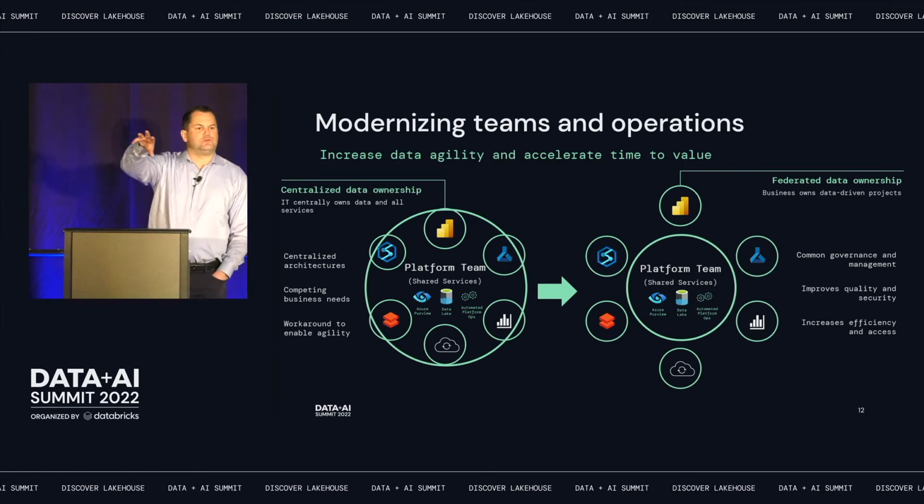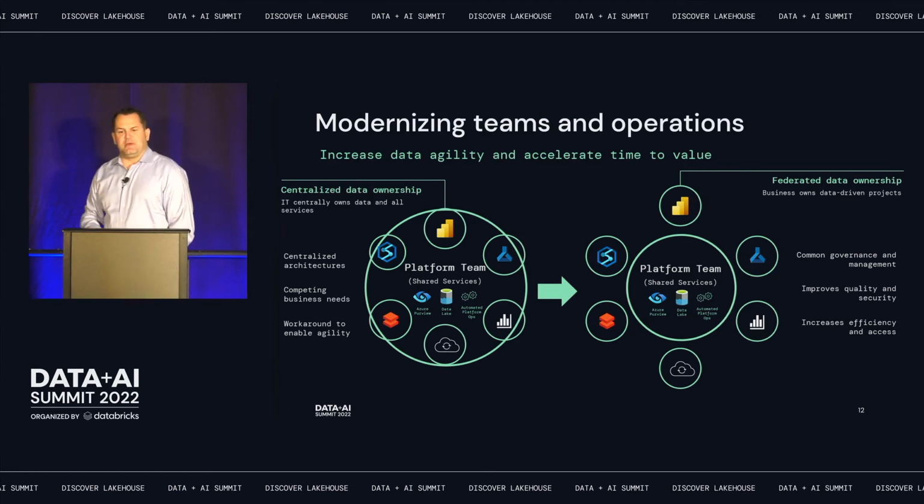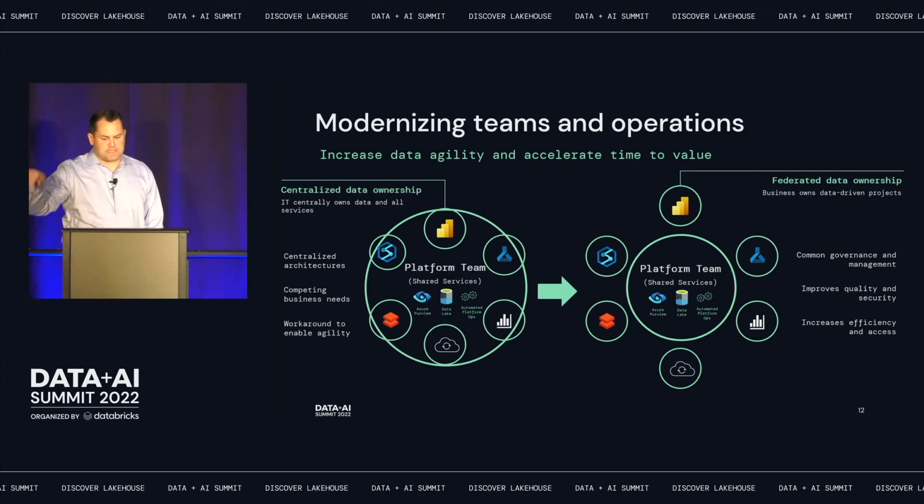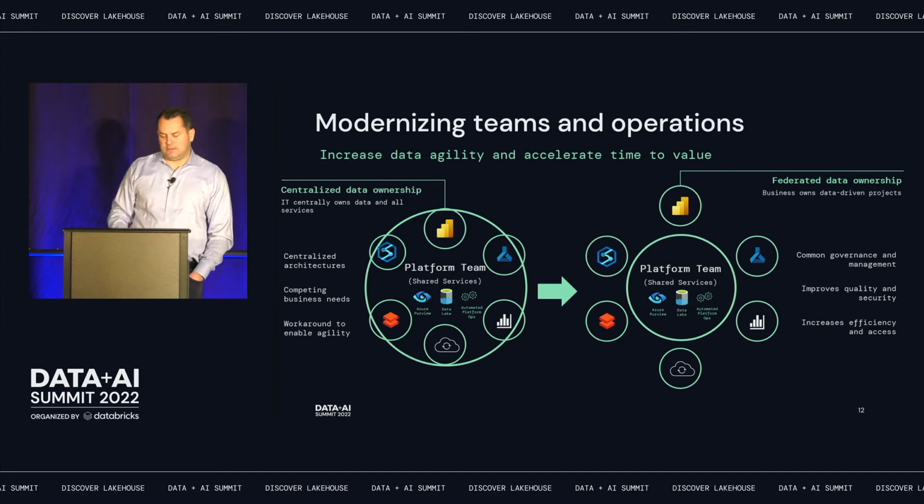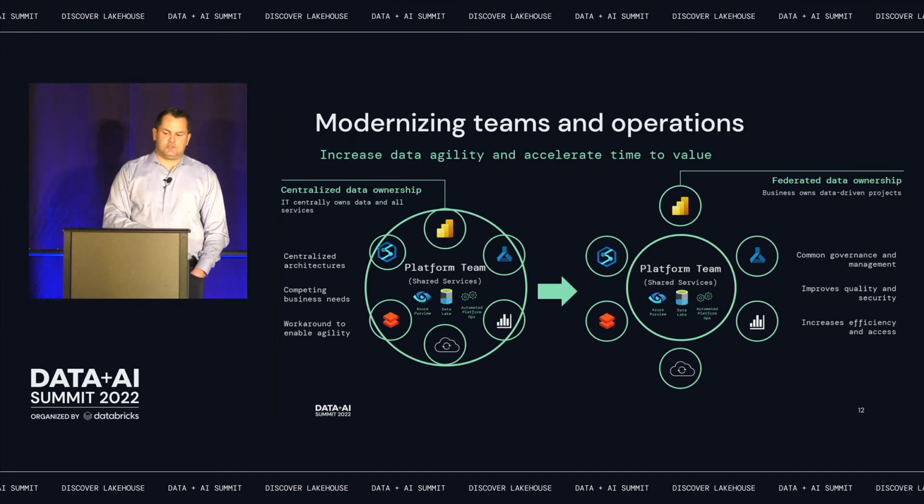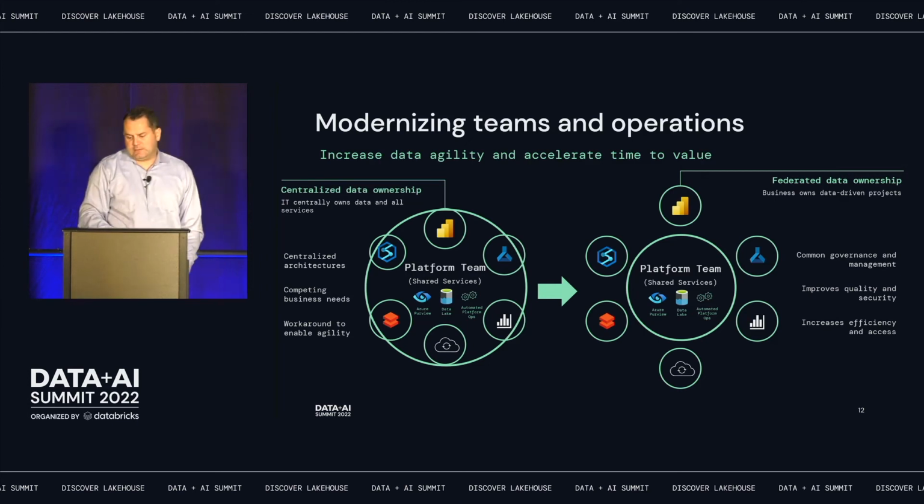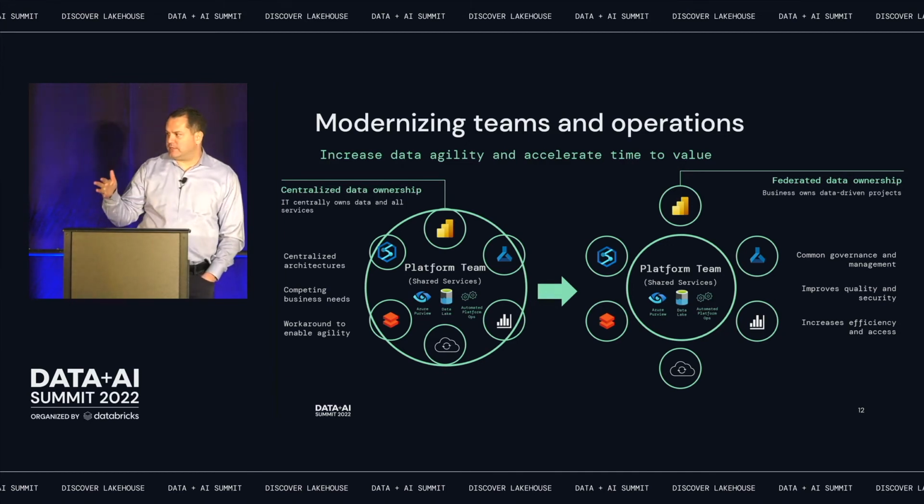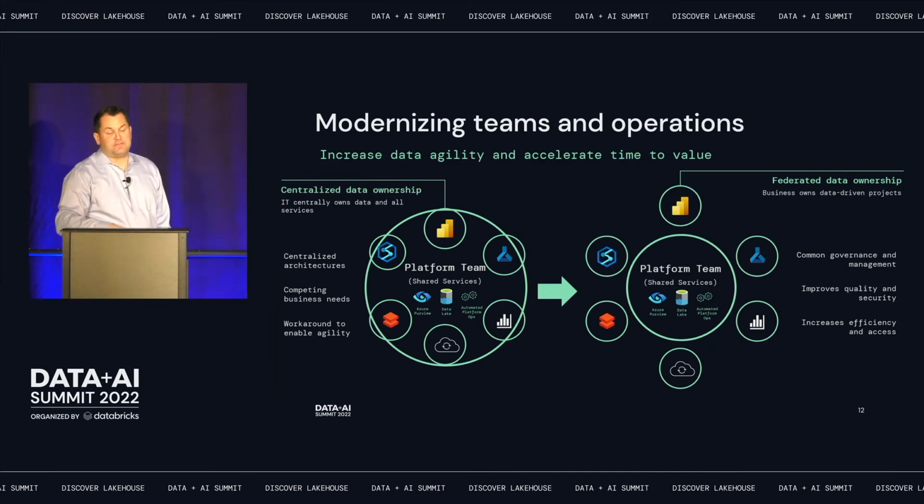To platform teams that are managing those data management landing zones or platform operations, the core components of governance and automated data operations, to really enable this federated data ownership model, where you are scaling your platforms organizationally and then decoupling within those estates so you can support vertical scale. Common governance and management, improved quality and security, and then really increasing efficiency and access.